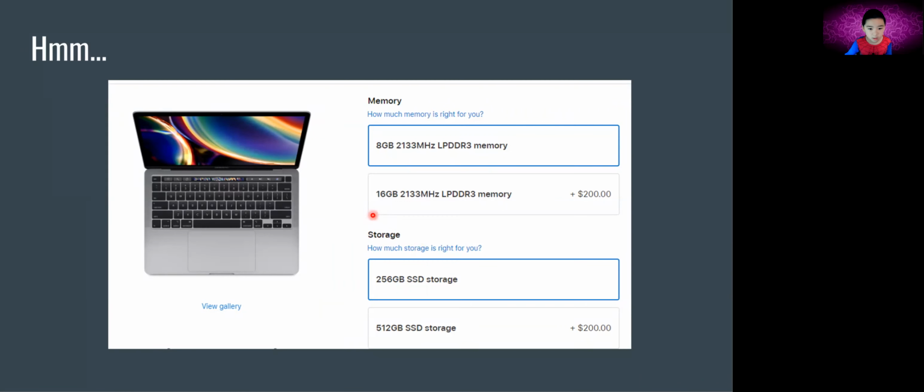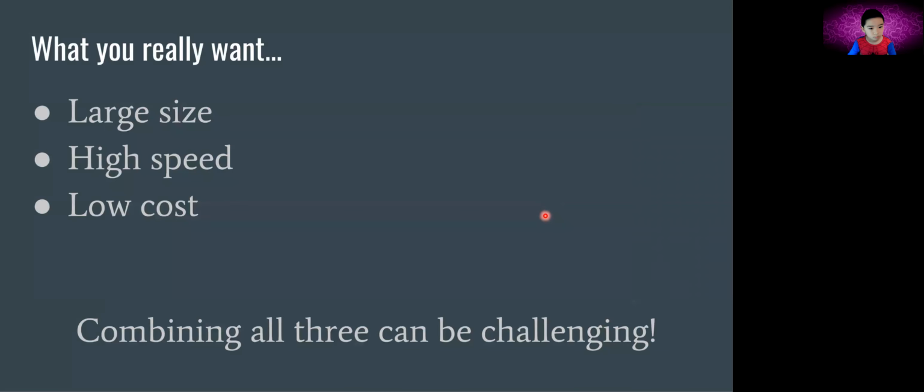Before we get started, let me show you something. I've been shopping for a new MacBook recently, and here are some of the configurations I can choose from. For the additional $200, you can get either 8 gigabytes RAM or 256 gigabytes SSD. Confused? We are all greedy sometimes, but what we really want are three things: large size, high speed, and low cost. But it's very hard to achieve all three of them at the same time.